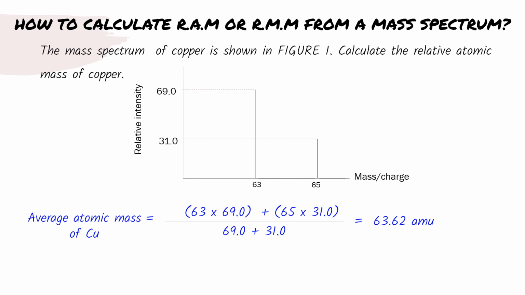And to get the relative atomic mass of copper, it is given by the average atomic mass of copper divided by 1 over 12 times the mass of one atom of carbon-12, which is 12 AMU. You will get the same value, it's just that the relative atomic mass has no unit compared to the average atomic mass of copper.